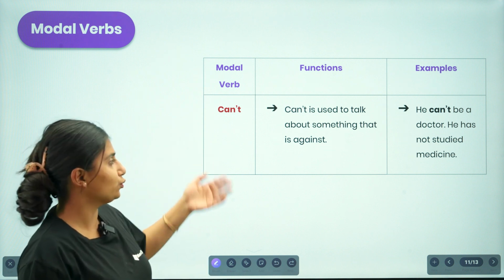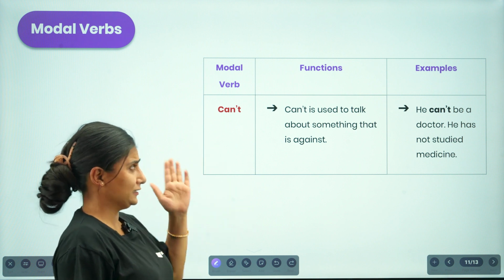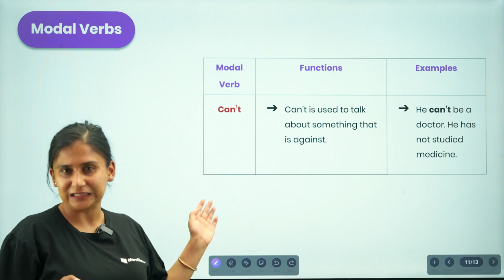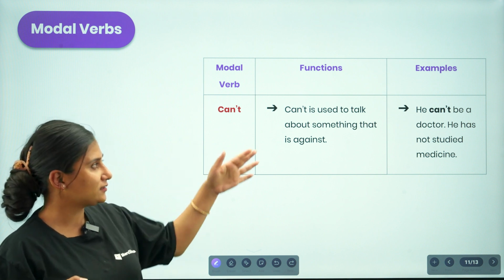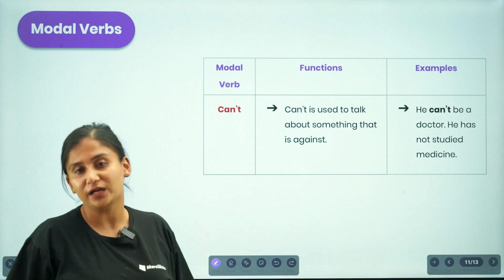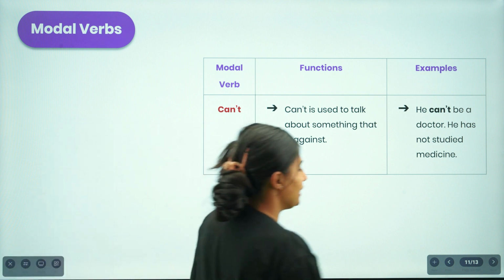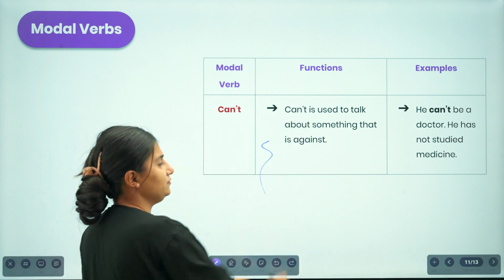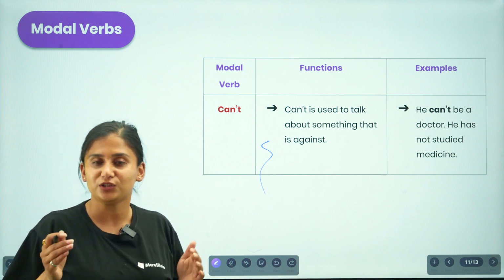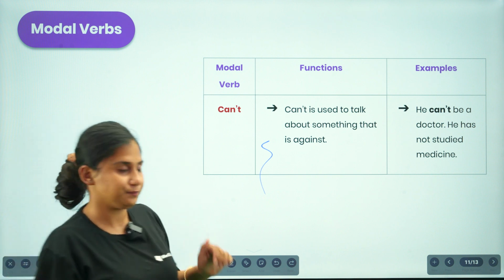So now moving on, this one is can't. Okay, we use can't in order to talk about something that is against. That is, in order to talk about something negative, we are supposed to use can't. That is, he can't be a doctor. Why can't he be a doctor? Because he has not studied medicine. In order to be a doctor, a person must have studied medicine, is the idea. So in order to talk about something negative, we use can't. If you are talking about ability, but if we are very sure that the person is not able to do the task, we use can't.